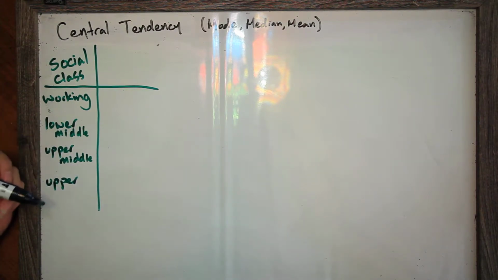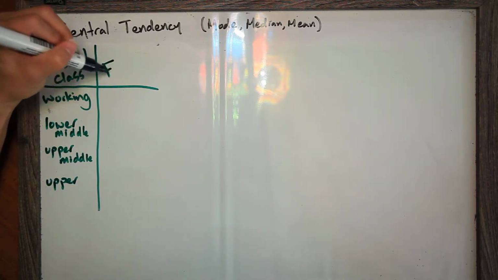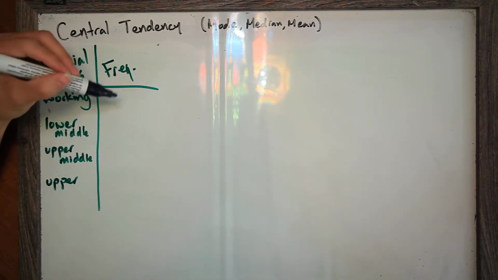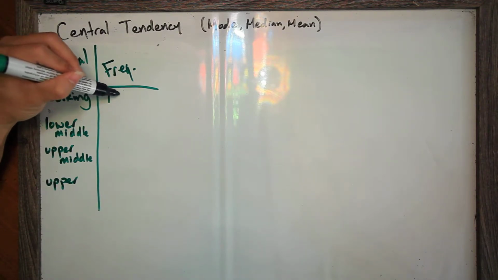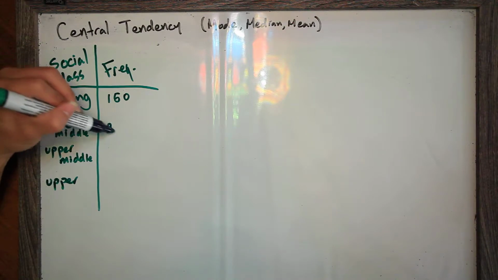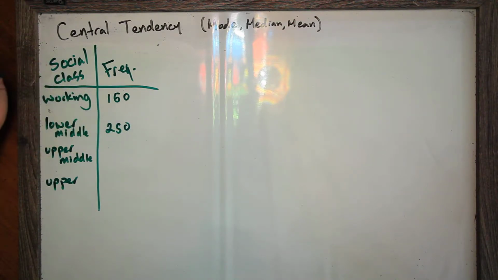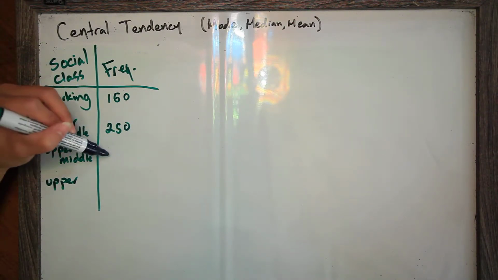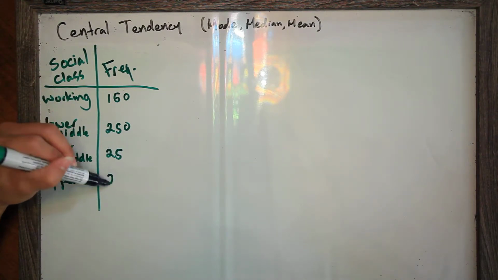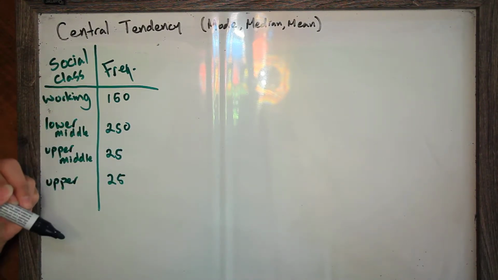Okay, so then we need to know, well, in our survey, how many people were in each class? We had 150 working class people in our survey, 250 lower middle class people in our survey, 25 upper middle class, and 25 upper class.